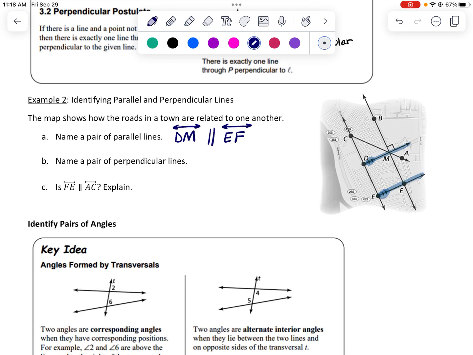So those are parallel lines, okay? Naming a pair of perpendicular lines. So shifting gears, perpendicular lines meet at 90 degrees. And so we see that right there on our map, 90 degrees. And so I see it on this line and BF. Those 2 lines are meeting at 90 degrees. So here is what we can say. Line BF is perpendicular to, this also means perpendicular to DM.